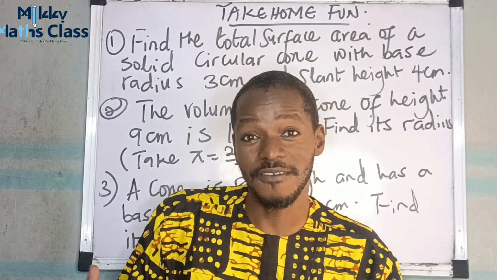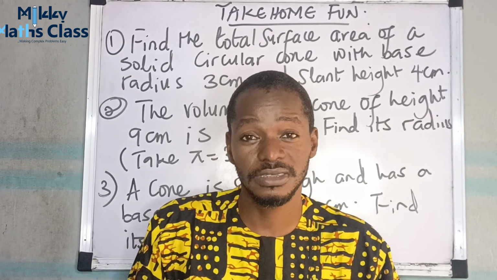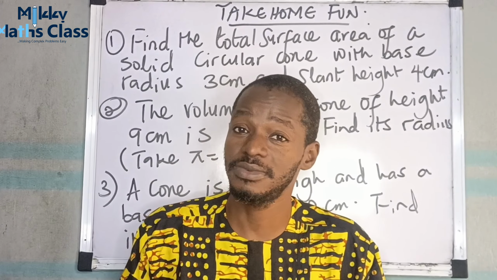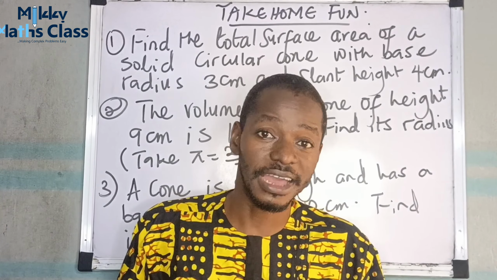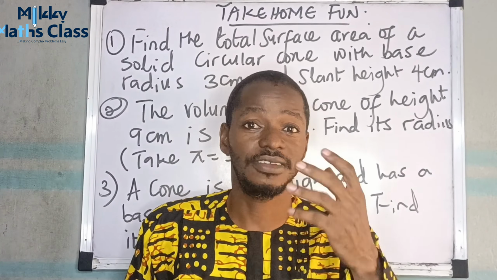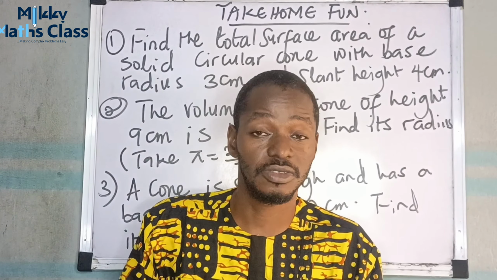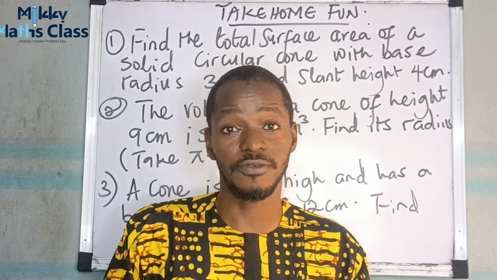All right, I hope you have learned in today's class. We looked at a cone and what it is: a solid shape that has a pointed end with a circular base and a curved side. And we looked at the various formulas for a cone: the volume, the curved surface area, and the total surface area. Just like in our usual style, before we go, here is a list of take-home fun.